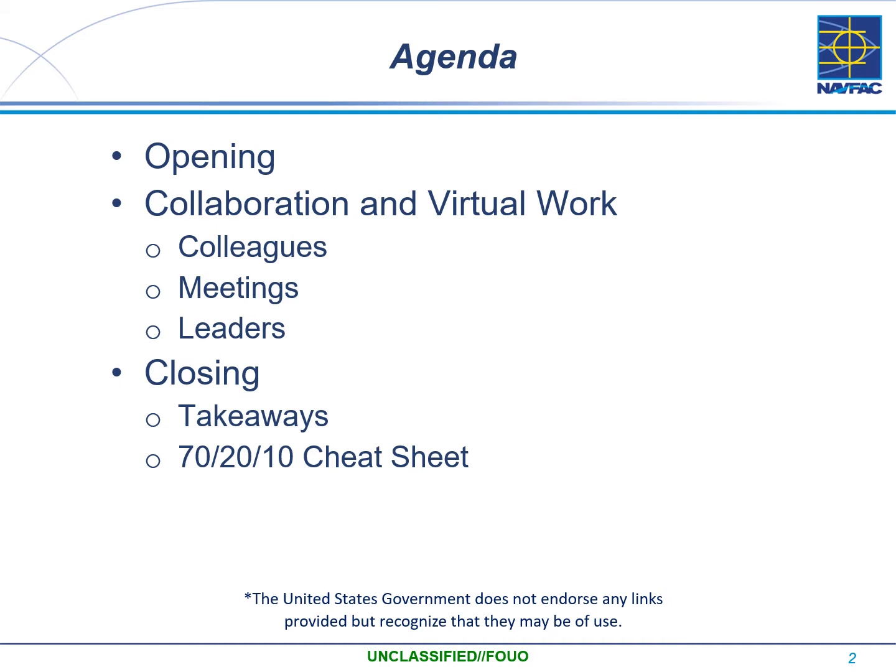In the collaboration and virtual work section, we're going to cover some ideas and understandings around colleagues, meetings, and leaders. And then finally, in the closing section, we're going to talk about some key takeaways, and we're going to help you understand how virtual collaboration ties into the 70-20-10 adult learning model. And we're going to make sure that you understand the cheat sheet that we provided as well.